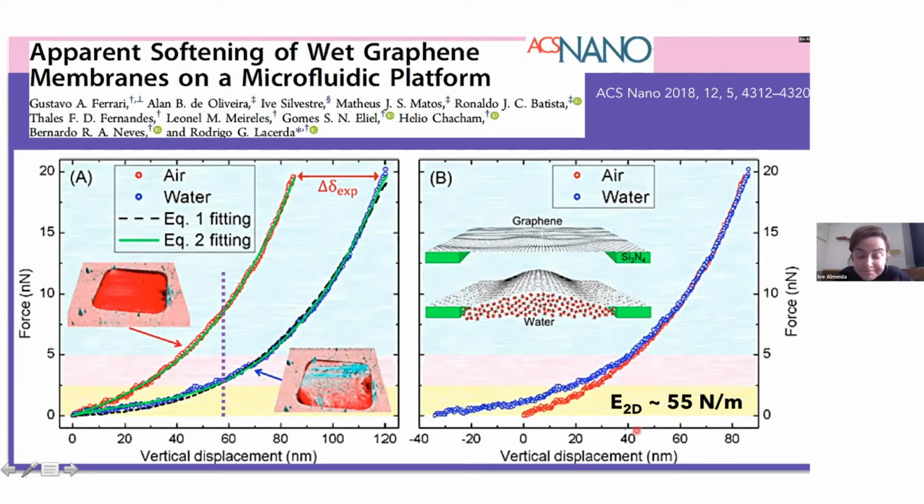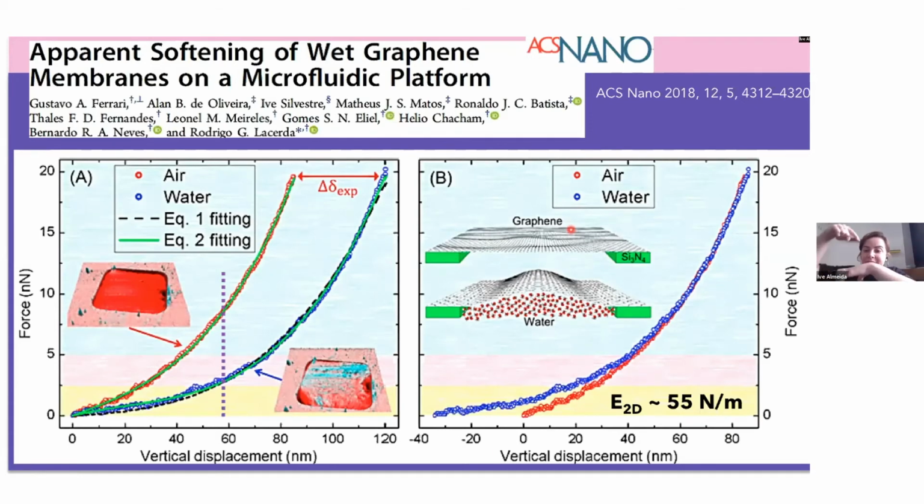What does it mean? In reality, it means that the 2D Young's modulus of the membrane is the same with or without water in the channel. We could explain this apparent softening by thinking of graphene as a drum. When graphene is dry and suspended, it has a lot of wrinkles and ripples on it, as we can see here. And when water fills the channel, it inflates the membrane, uncrumpling many ripples and wrinkles, and makes the net area of the membrane bigger than before.